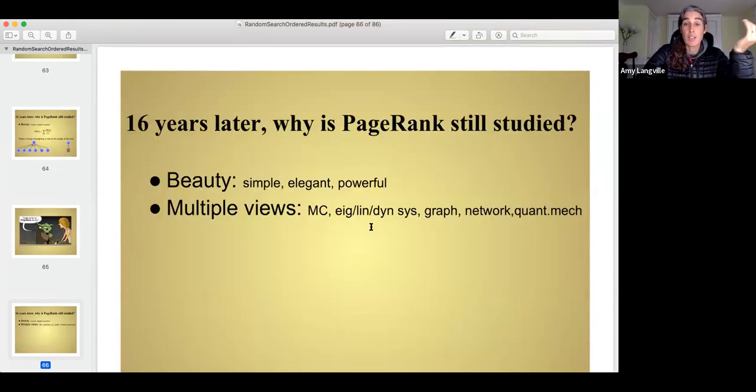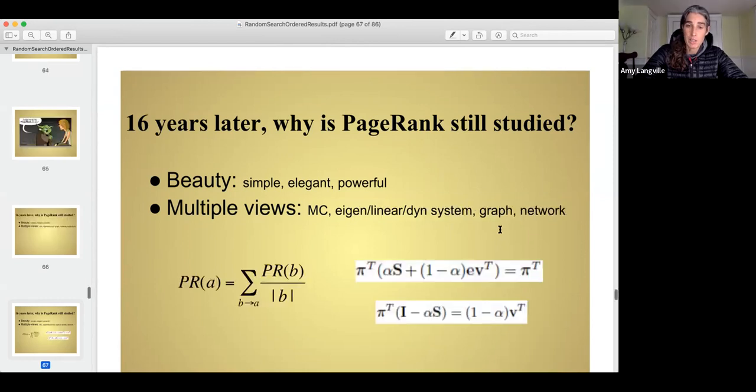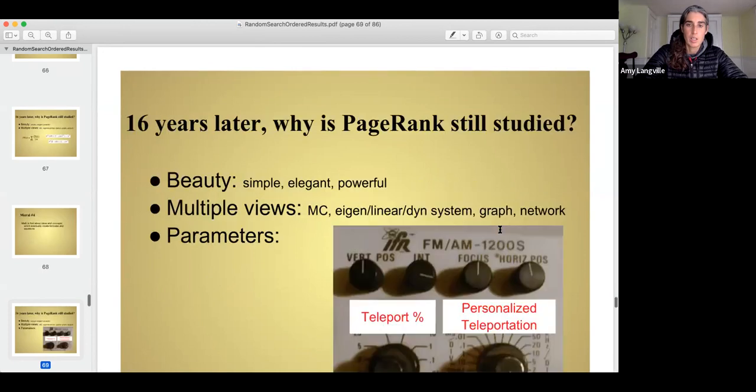Okay, then another neat thing is why this is still studied. You can think of it as a Markov chain. You can think of it as an eigensystem, as a dynamic system, as a linear system. I've done all that, written a whole book about those. Think about it as a graph, a network. You can do quantum mechanics on it. And those are just some of the eigenvector systems.